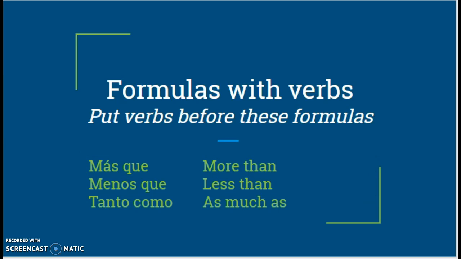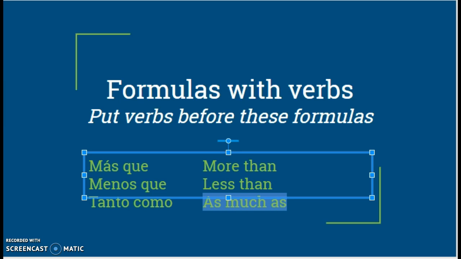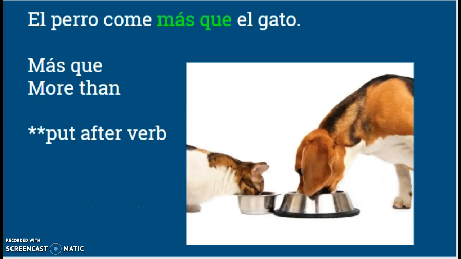Or I could say students study more than adults because they have to take classes, for instance, and more than comes after the verb studies. Or I could say dogs eat as much as horses, if I'm trying to say they eat the same amount, so as much as is coming after eats. That same word order is going to be true in Spanish.